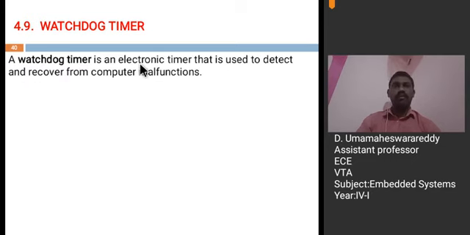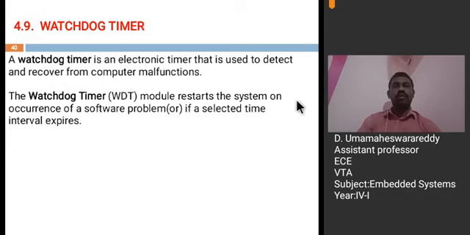A watchdog timer is an electronic timer that is used to detect and recover from computer malfunctions. Computer malfunctions means if your computer malfunctions, that means stops working, then this watchdog timer will automatically detect and recover your computer from malfunctioning. That is the purpose why the watchdog timer is used. In another way, the watchdog timer module restarts the system on occurrence of a software problem if a selected time interval expires.